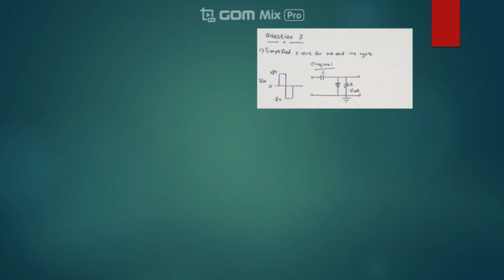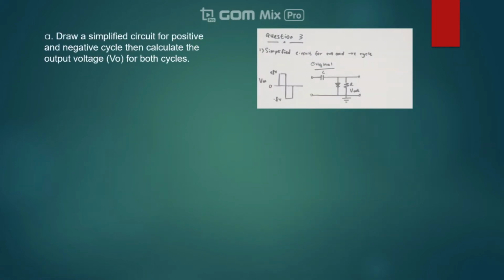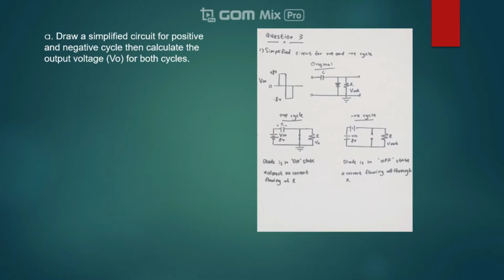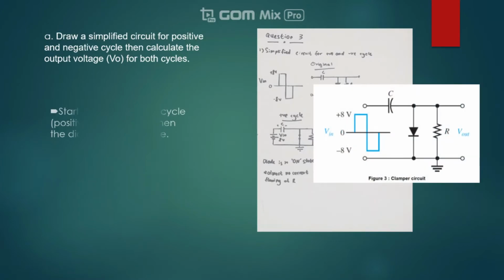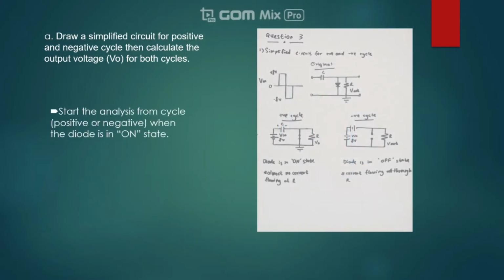I will elaborate my answer for the third question in question 4. The question given is here. They ask to draw a simplified circuit for positive and negative cycle, then calculate the output voltage Vout for both cycles. To draw the simplified circuit, first we need to identify the on state of the diode, whether it is from the negative cycle or positive cycle, because the capacitor needs to be charged first. For this problem, the on state of the diode is at the positive cycle.